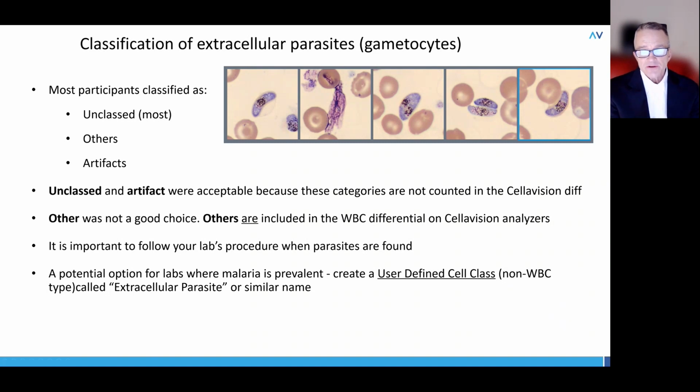When this is created, you would select a non-WBC type of user-defined cell class and give it a name such as extracellular parasite, or some similar name, so that when you encounter these pre-classified parasites, you can actually move them into a category with the name for that particular thing.